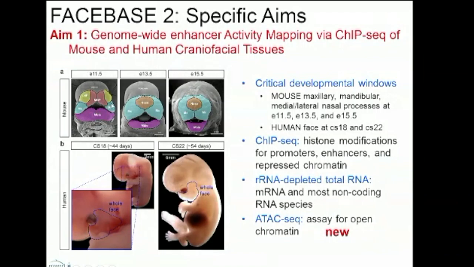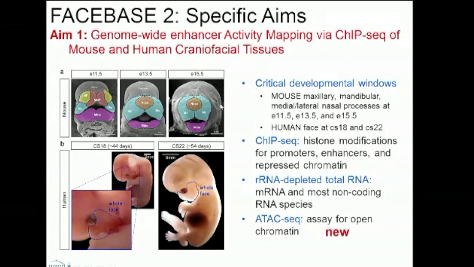So these different colors indicate the level of resolution that we're doing this. And we are also looking at actual human fetal tissues. These are from Carnegie stage 18 and 22, which corresponds to 44 and 54 days post-conception. Here we are more limited in terms of the availability of the material, so we get the entire face region, but it has the advantage of being able to perform RNA-seq and ChIP-seq on actual human tissue, which gives you a lot of additional information, as I will show you later on.